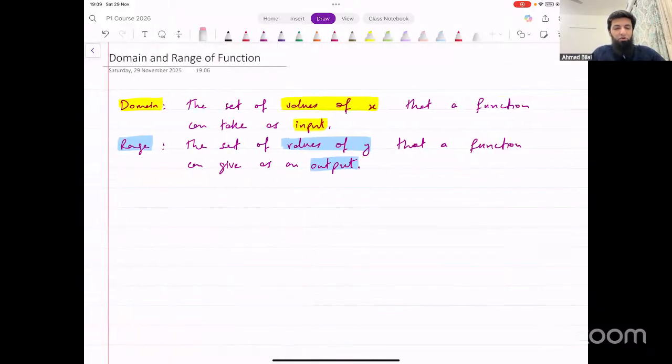So what are domain and range of a function? Domain is the values of x that a function can take as an input, and range is the values of y that a function can give as an output. All right.